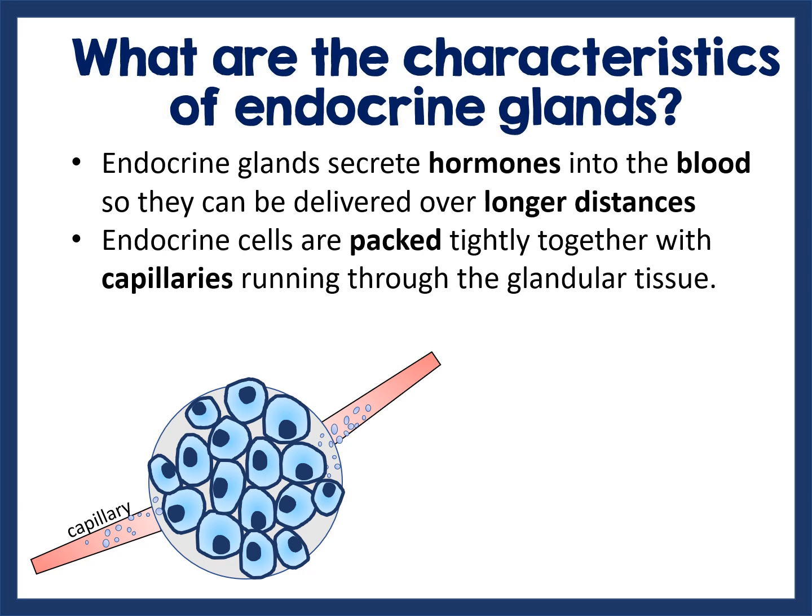Endocrine glands are also going to be very, very tightly packed together, and there's going to be a capillary bed very closely associated and running through that glandular tissue. That way, the cells can release their substances and they can diffuse and get into the bloodstream.